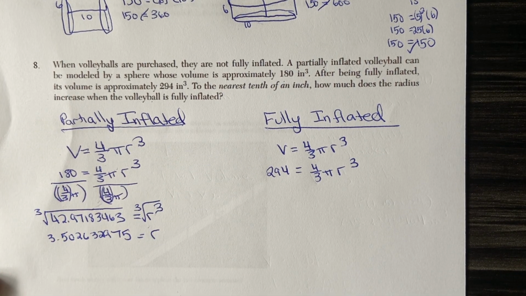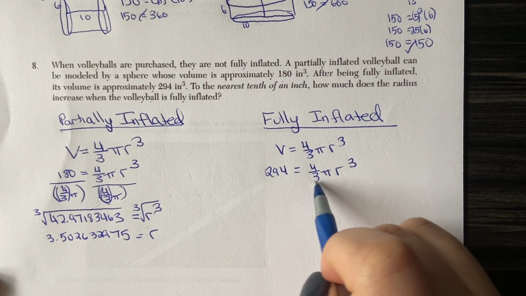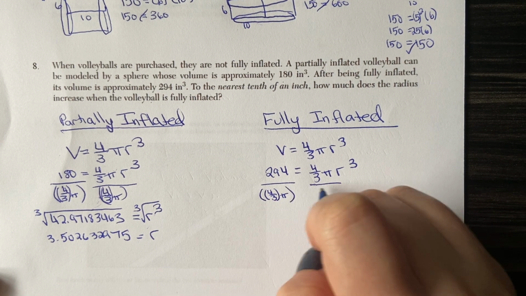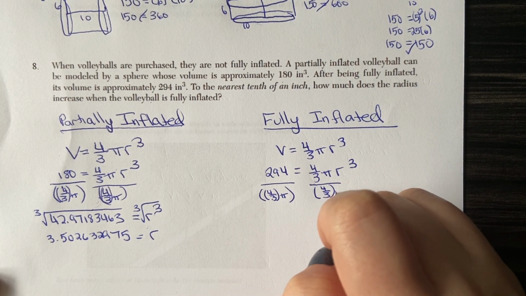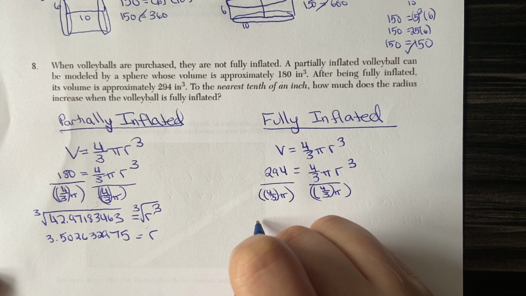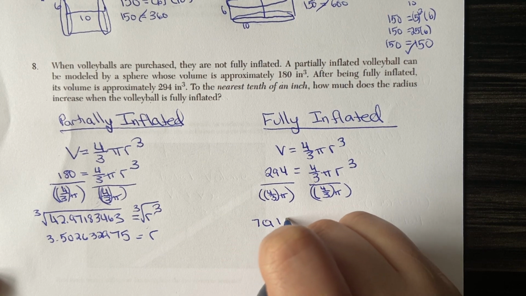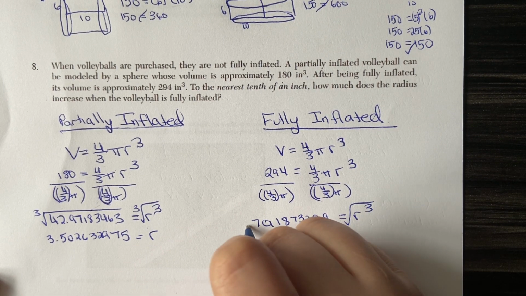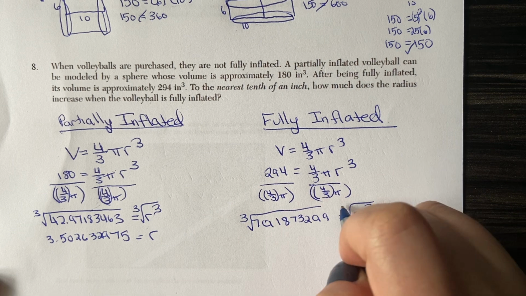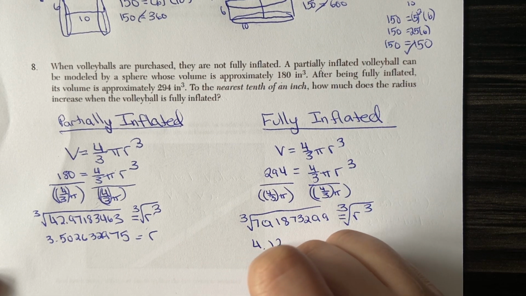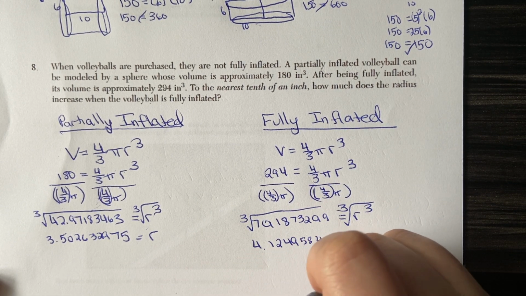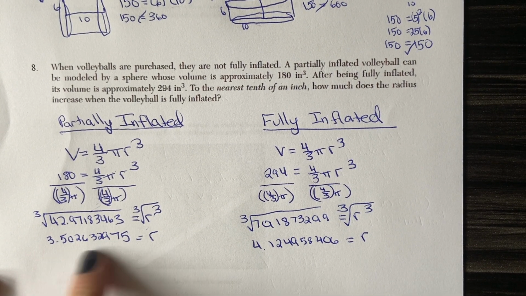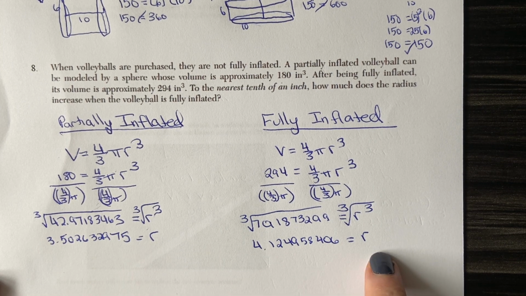3.502632975 is your r. Okay, so then doing the exact same procedure on this side, divide by 4/3 pi. You end up getting 70.18732999 is your r cubed, and then cube root it, and you get 4.124958406. Okay, so when it was partially inflated, this is what the radius of the ball was. When it was fully inflated, this is what the radius was.